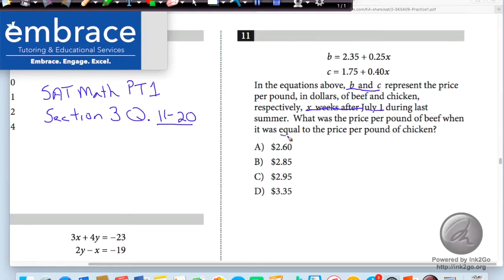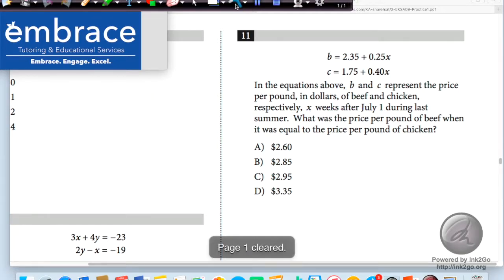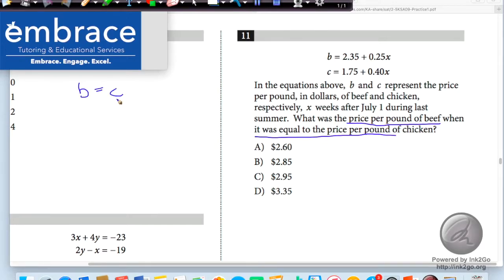So this is my biggest indication here of what I want to start with. First off, I'm going to quickly clear this, that way I have some space to write neatly, that way you guys can see it. Now, the big sense is, what is the price per pound of beef when it was equal to the price per pound of chicken? I have two equations up here, so it's not exactly a system of linear equations, but more or less, I'm going to be able to set these equations equal to each other. And by doing that, I can then isolate and solve for x.